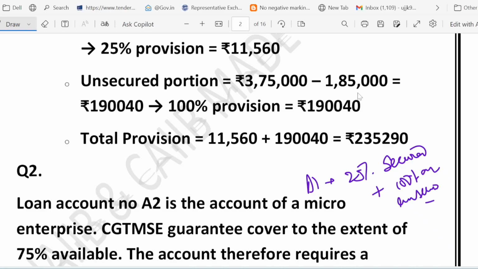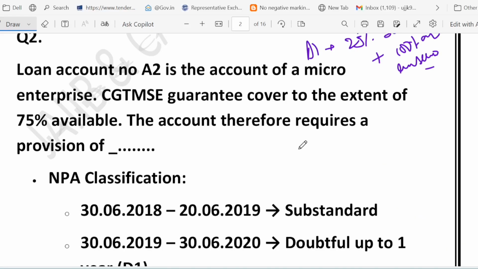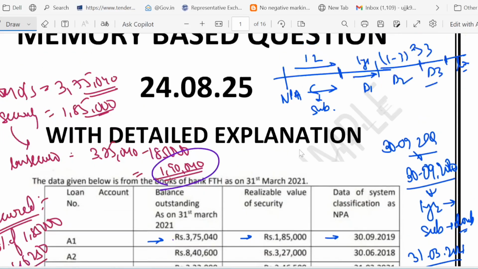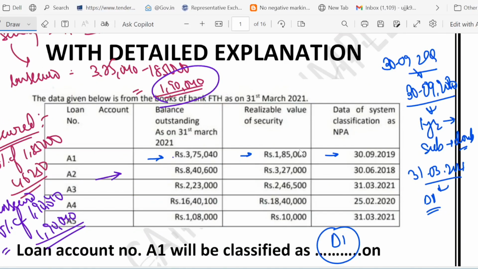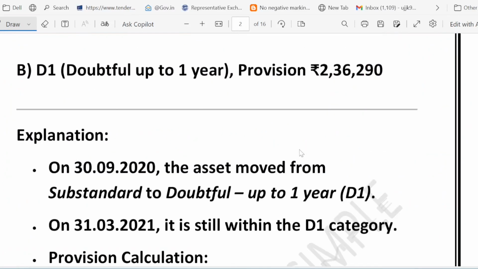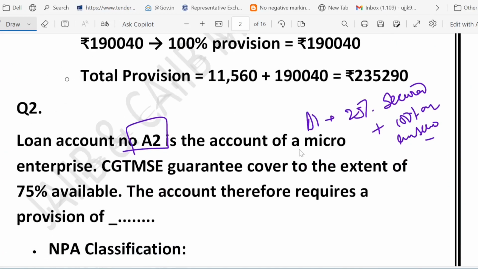Right. Now friends, on the same data, one more question is asked. Let's have a look. So the question is asking you that we are told that this account belongs to micro. So now let's look at the A2 account. Now the question is A2 belongs to a micro enterprise. It has a CGTMSE guarantee of 75%. So that is the peculiarity of the question.